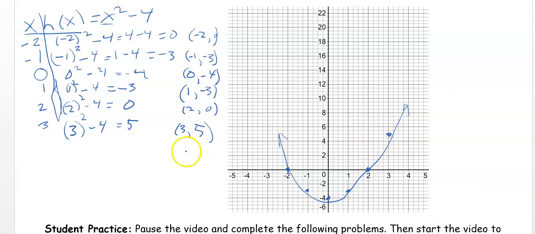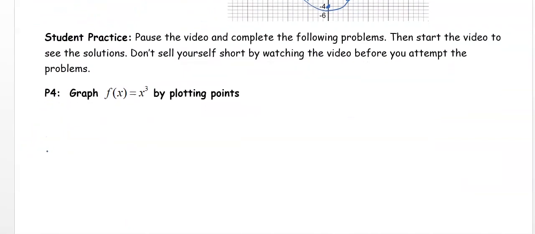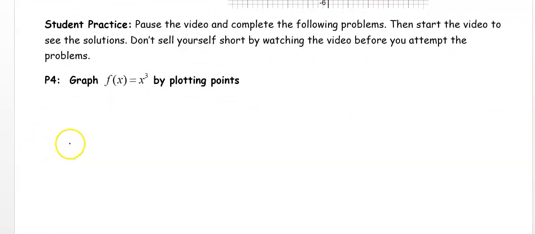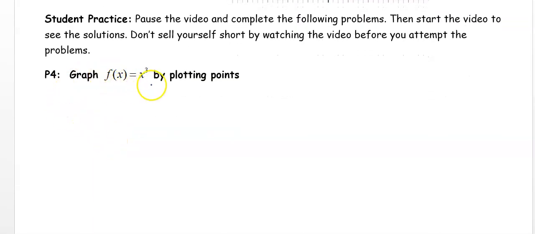You use the function as instructions to take, and you choose these x values. Choose some negatives and positives. So next we have some practice for you, and you're going to choose negatives and positives. The numbers I did in this example would work fine, but you can choose other numbers. And I want you to pause the video and complete this problem. Graph f of x equals x cubed by plotting points.